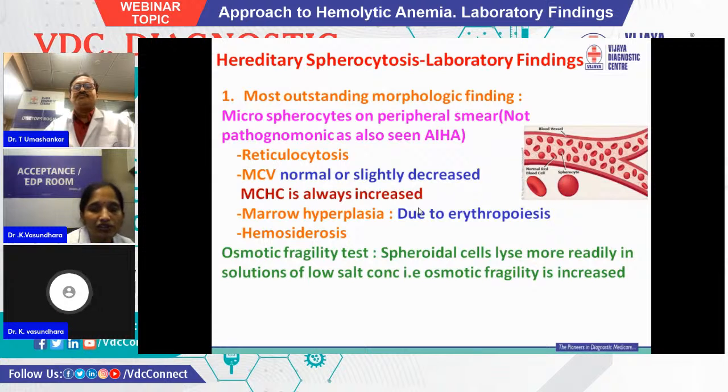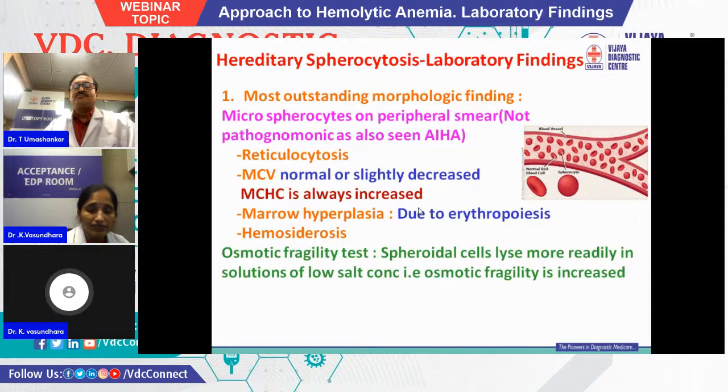So the outstanding morphological finding in case of hereditary spherocytosis is that you have spherocytes. Spherocytes are usually smaller than normal RBCs, and you don't have a central pallor in them, and there's an increased MCHC level. MCHC is always increased in case of hereditary spherocytosis, and you have reticulocytosis, and hemosiderosis because of frequent blood transfusions and all. And coming to the bone marrow, we have a marked erythroid hyperplasia.